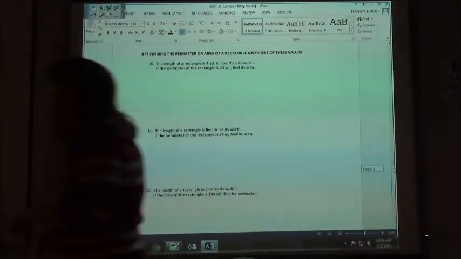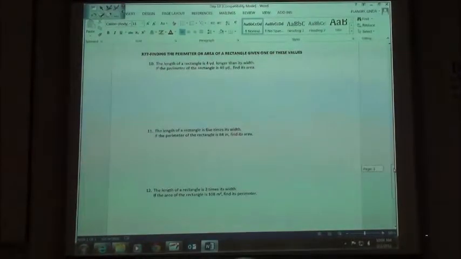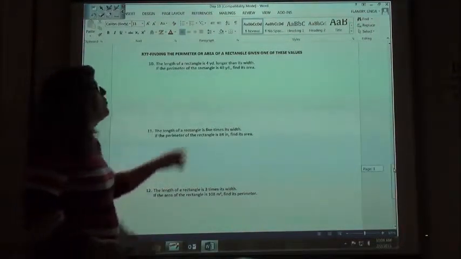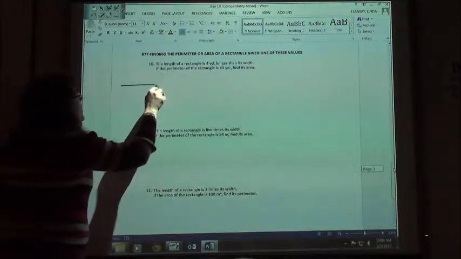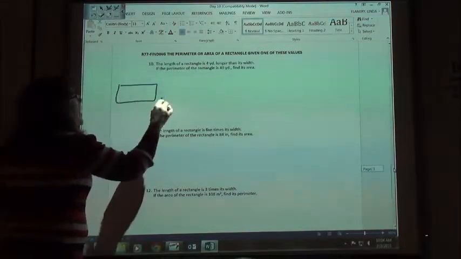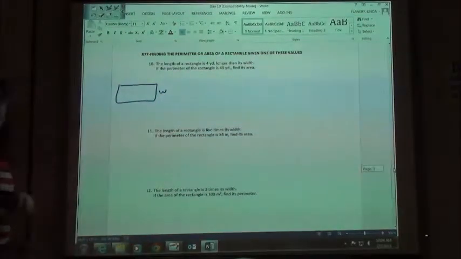Now these are the ones people kind of have some trouble with if they're going to have trouble with any of the things we just did. We're finding the perimeter or area of a rectangle given one of the values. It says the length of my rectangle is 4 yards longer than its width. So I'm going to start and I'm going to have my rectangle. And we're not going to know what the width is, so I'm going to label the width W. I'm then going to write the length in terms of the width. The length is 4 yards longer than its width.